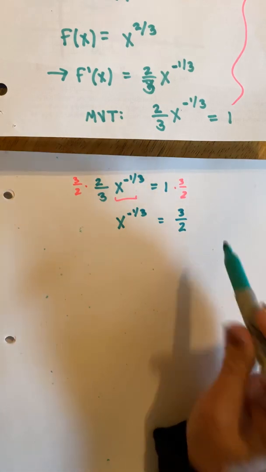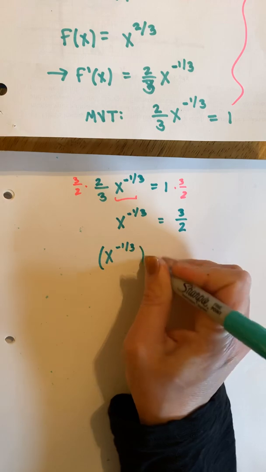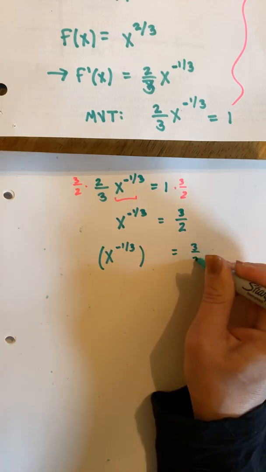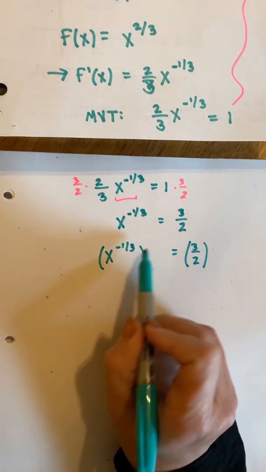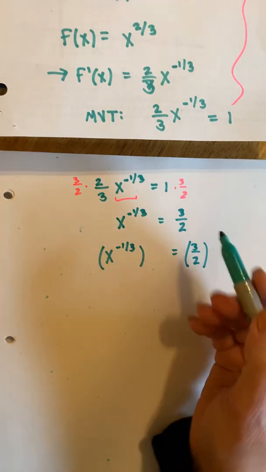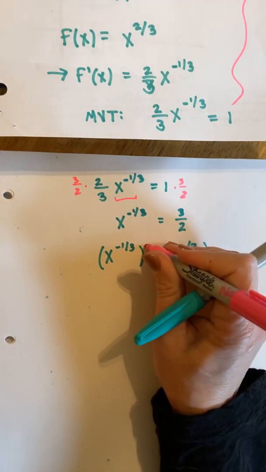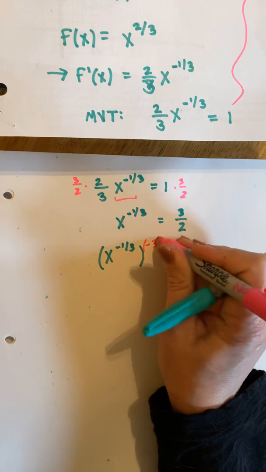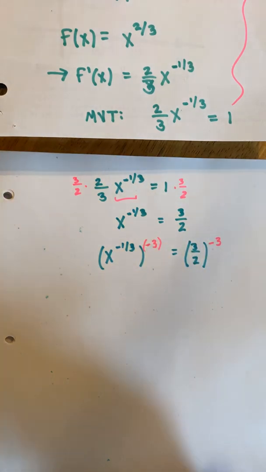All right, well now this gets a little bit tricky. So we have to strategically raise both sides to a power to get the x by itself. Well, I want to pick a power such that when I multiply it by -1/3, my power will become 1. Really not disappear, we want it to become 1. So the key here is to raise both sides to the power -3.